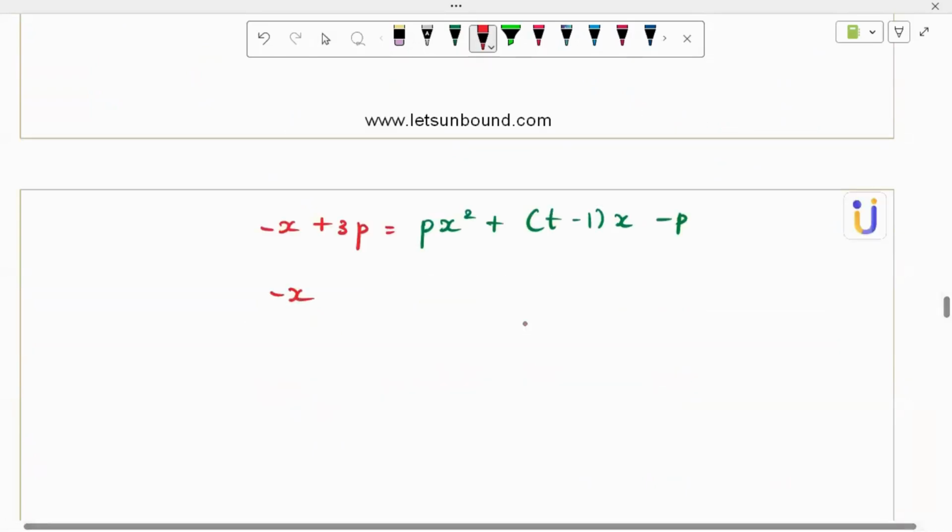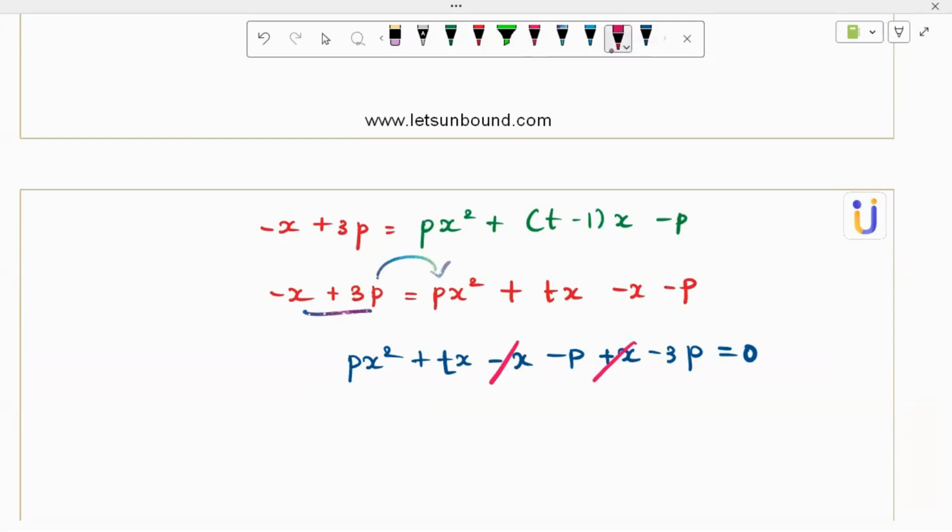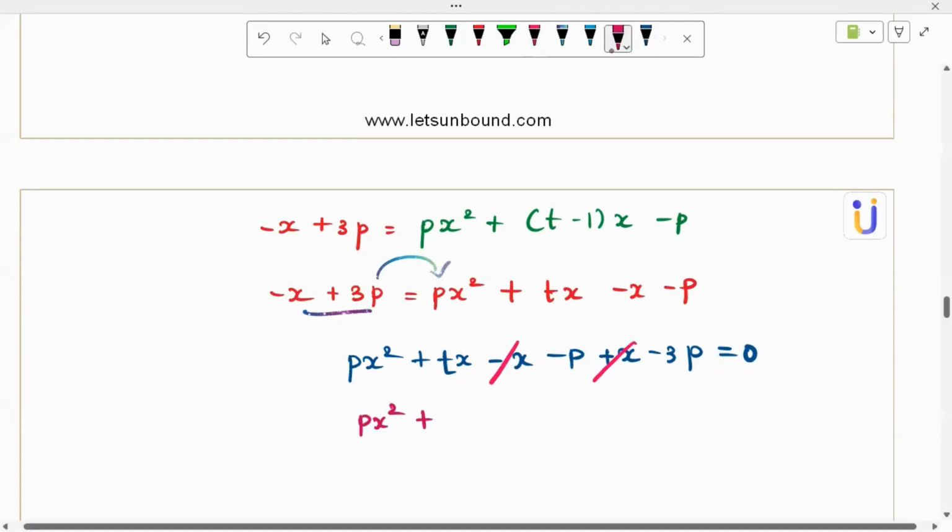So minus x plus 3p equals px square plus tx minus x minus p. Simplify it. Let me take these two over here and I will get px square plus tx minus x minus p, and minus x if I transpose it's plus x, and plus 3p will come as minus 3p, equals 0. Now cancel out minus x and plus x and simplify it further. We got px square plus tx minus 4p equals 0.